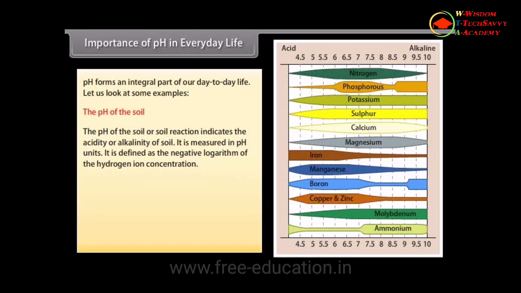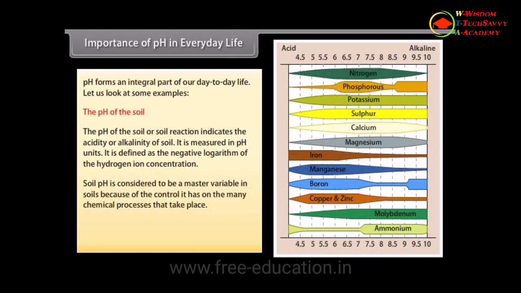With the increase in the amount of hydrogen ions in the soil, the pH decreases, leading to the soil being more acidic. Soil pH is considered to be a master variable in soils because of the control it has on the many chemical processes that take place. It specifically affects plant nutrient availability by controlling the chemical forms of the nutrient.